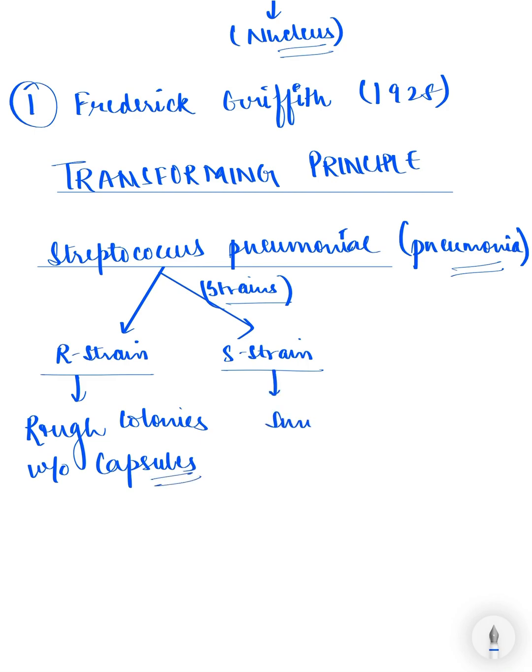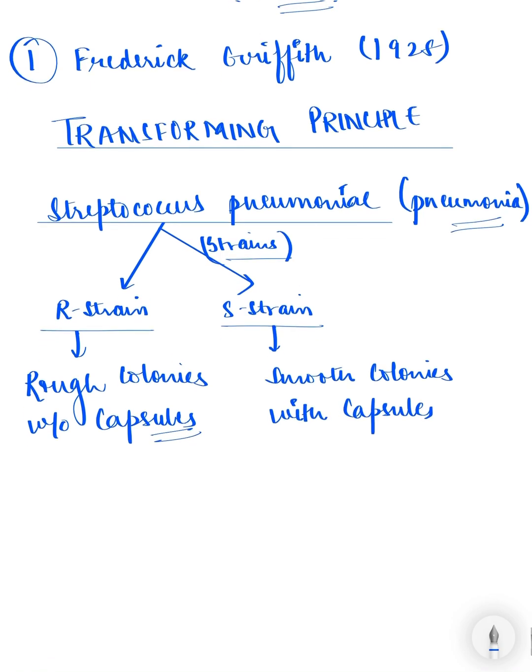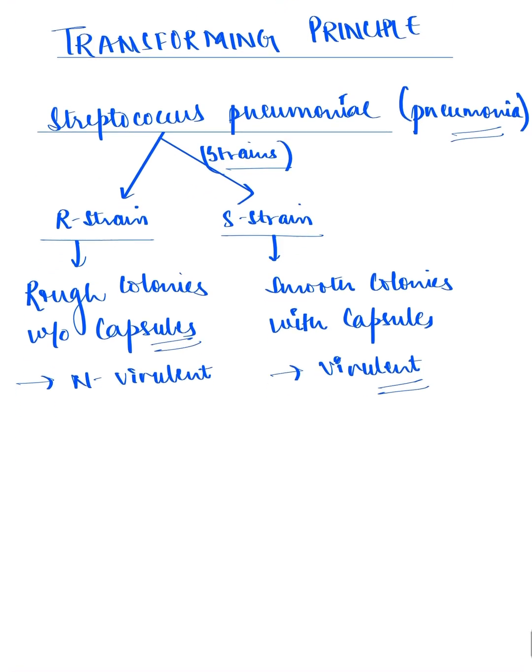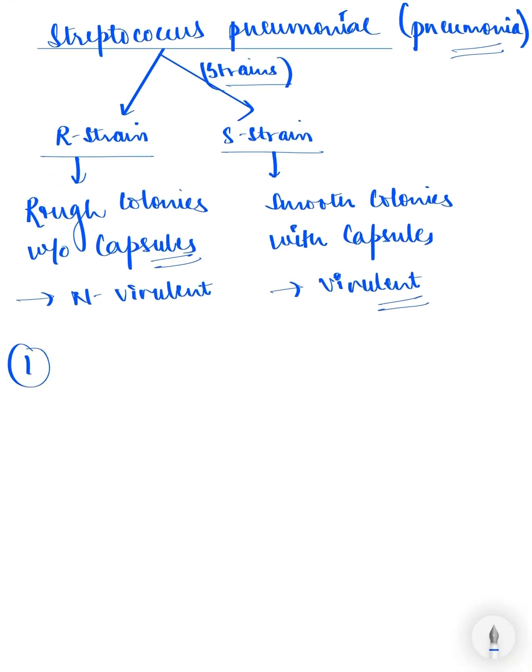S strain bacteria were producing smooth colonies on the culture plate, and these have capsules around them. If we talk about these two types of strain, the R strain is non-toxic, or we call it non-virulent, and the S strain is the highly virulent form of this bacteria. Now, what was the exact experiment? He took a mouse, injected the S strain bacteria into the mouse, and what happened?